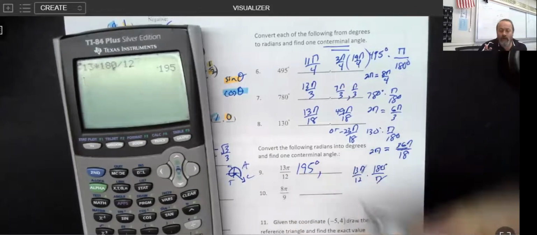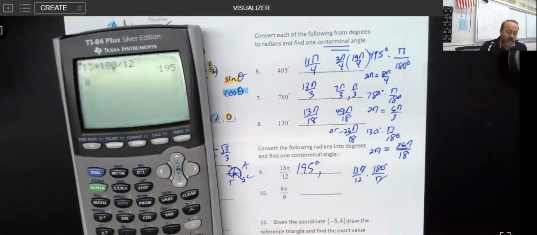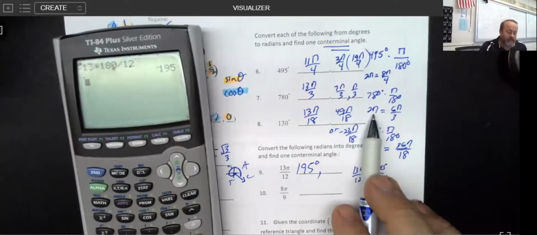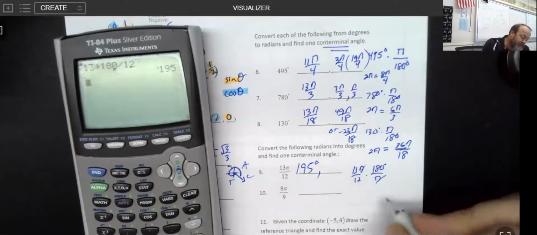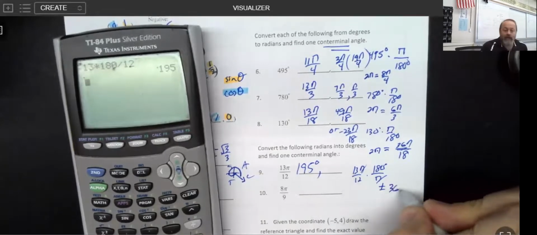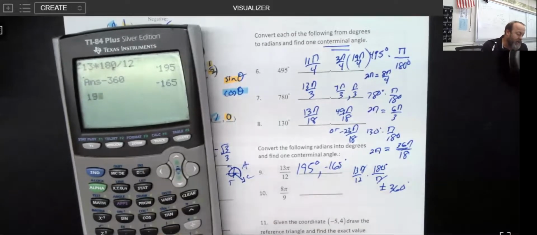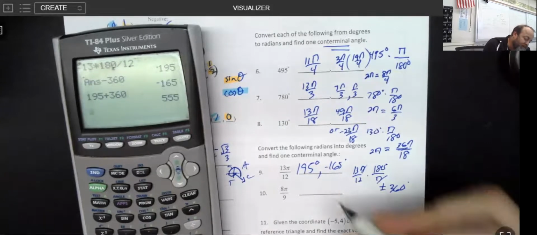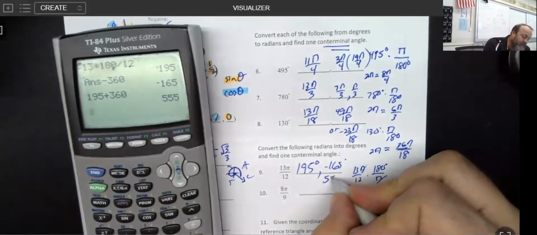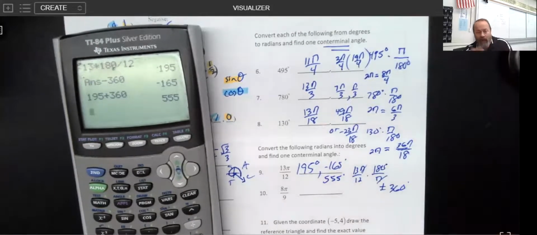So again, in degrees, instead of thinking about 2 pi, we're just going to think about adding and subtracting 360 degrees. So a nice coterminal angle would be, I could go negative 165. That would work. Or if I started off with 195 and I added 360, I'd have 555. Either one of those answers is valid, and I can keep adding and subtracting. I can just keep going like this.